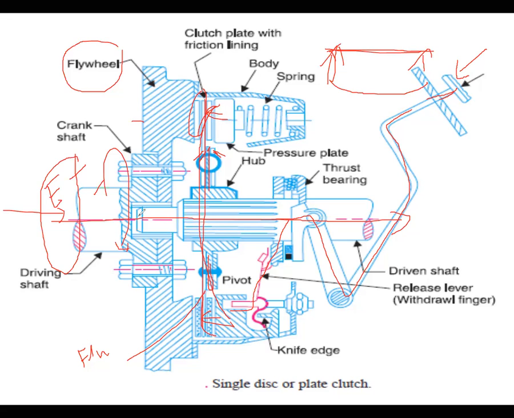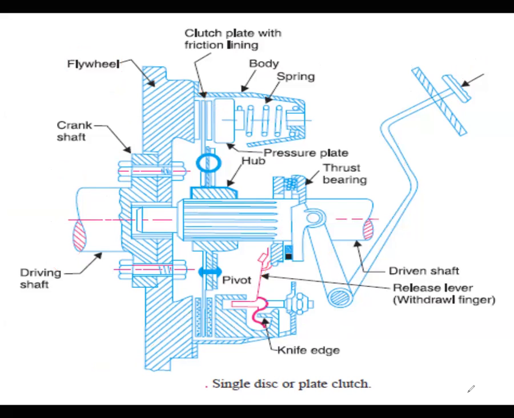At that time the power cannot be transmitted through the flywheel to the rear axles. Whenever the pedal is released, the energy will come to this, and there is no force on the pivot. And there are the springs. The springs will allow it to get the original position of this clutch plate. So that is the working principle taking place here.